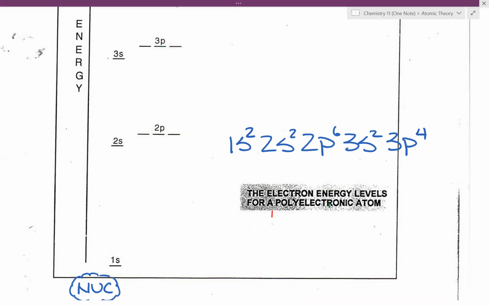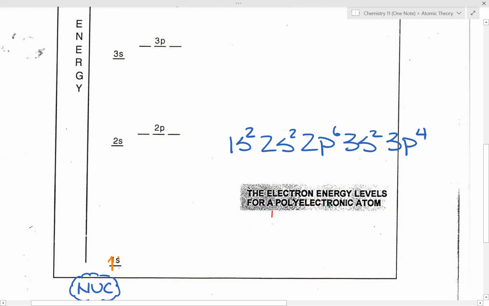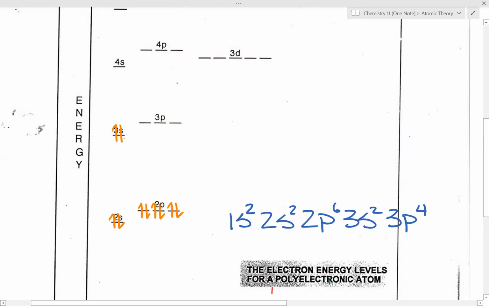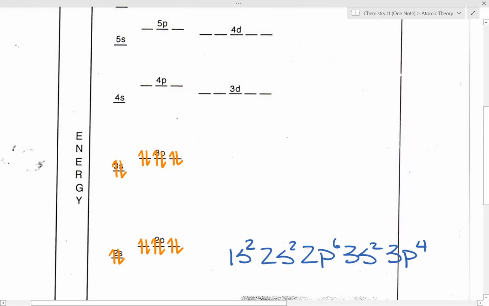Here, I'll use a different color. 1, 2, 3, 4, 5, 6, 7, 8, 9, 10, 11, 12, 13, 14, 15, 16, 17, 18. Now, here is where it's different. Notice here, the 4s is a lower energy. So we fill in the 4s first. That's 18, 19, 20, 21, 22, 23, 24.